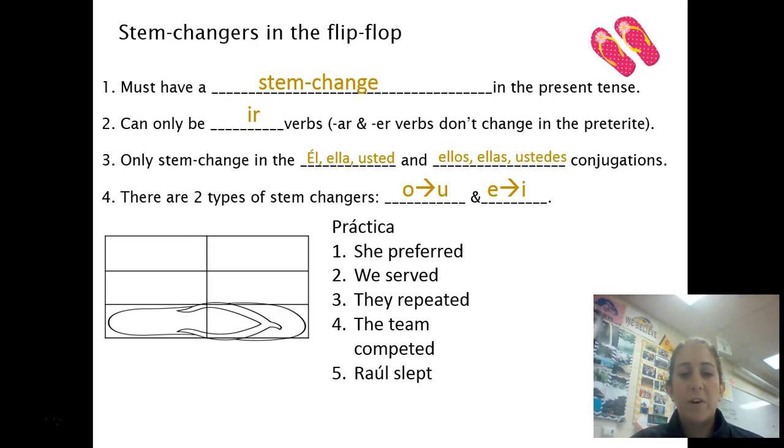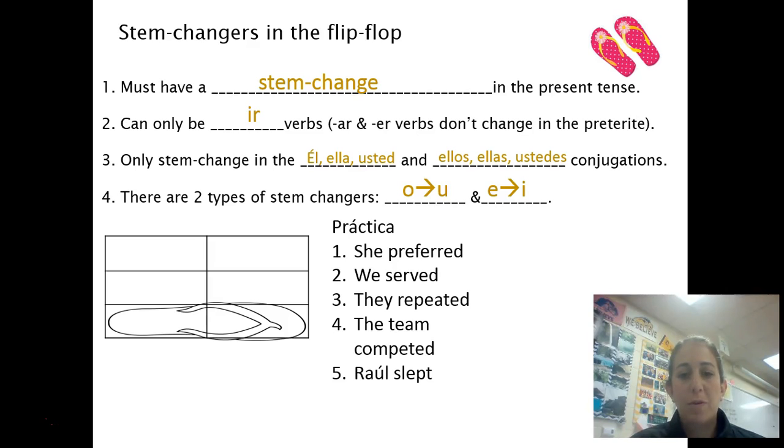Alright, so here's your opportunity to stop and practice. Notice all 5 of these are going to be stem changers in the preterite tense. So go ahead and hit pause. This is your second opportunity to practice, and we'll check your answers here shortly.